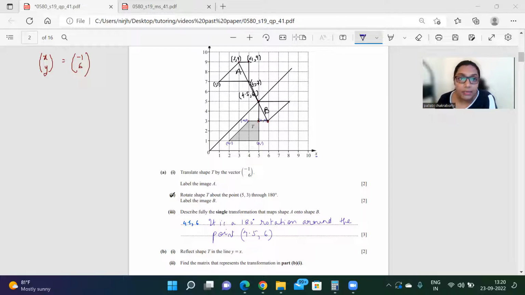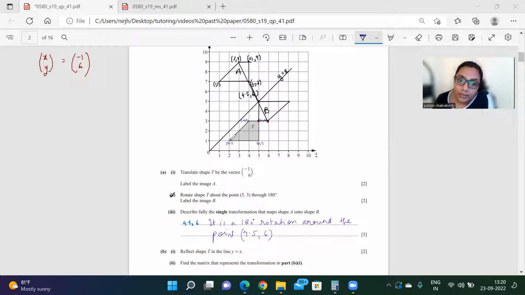Let's write that down as well. So this is y is equal to x. Now we have to reflect this shape T across this line. Now, how do we do that? This is where the question starts becoming tough, or many students find this part tricky. Now, how do we do that?